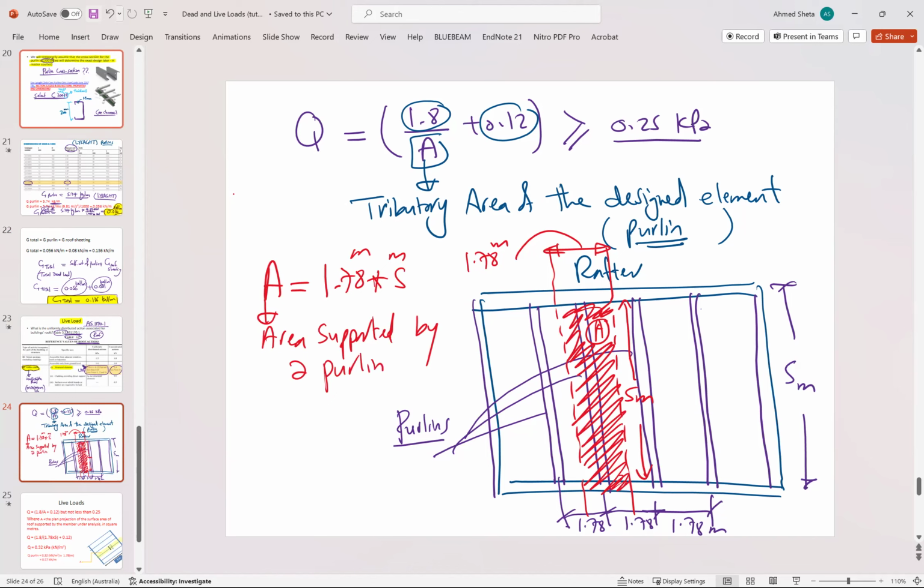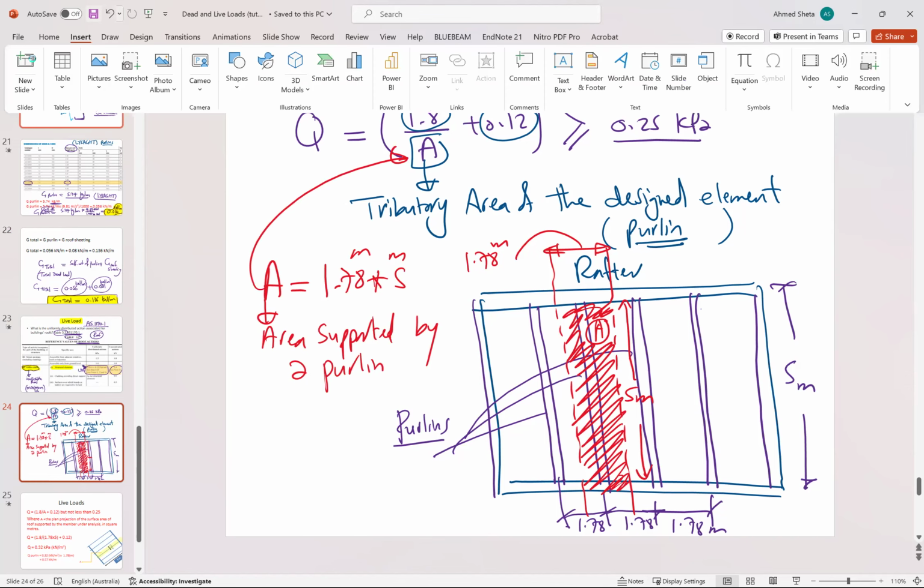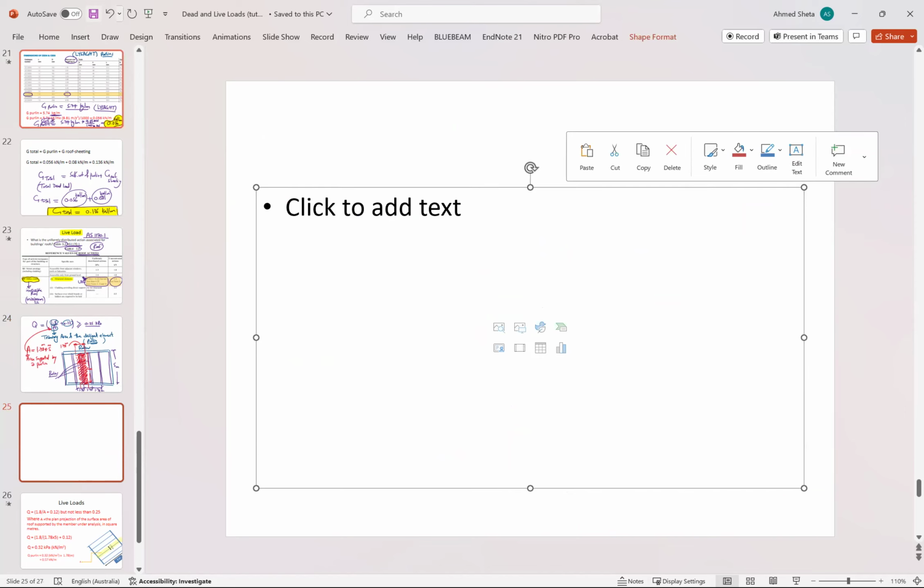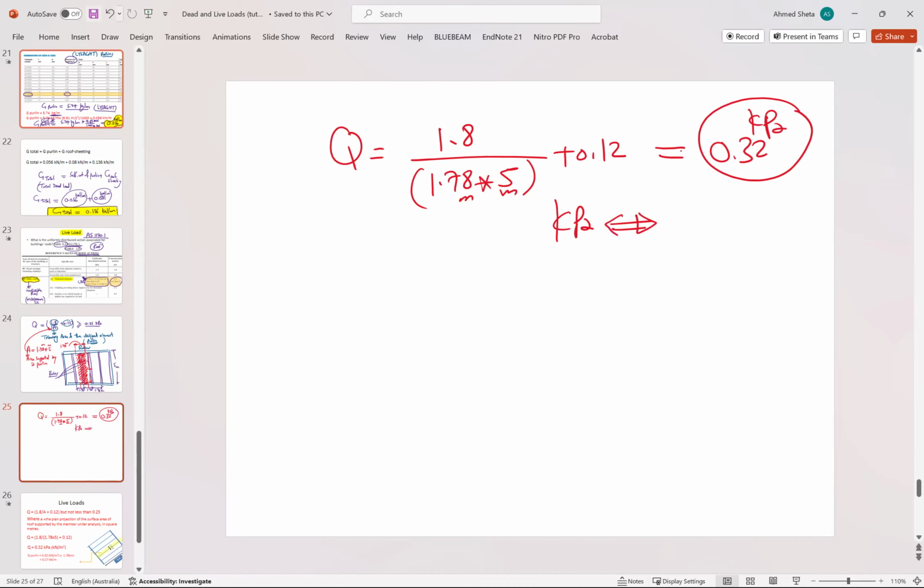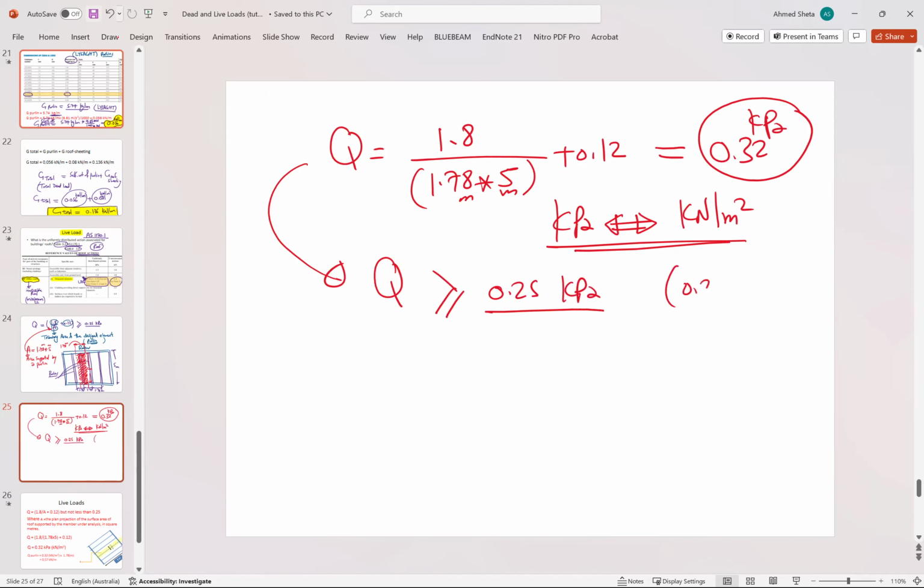Okay, do you have any problem with that? So if we substitute here, what will be Q? Q will be 1.8 over 1.78 times 5 plus 1.12. This value is 0.32 kPa. kPa is equivalent to kilonewton per squared meter. First of all, we need to check Q is more than 0.25 kPa. So 0.32 is more than 0.25, so it is okay. Our live load in this case will be 0.32 kPa.